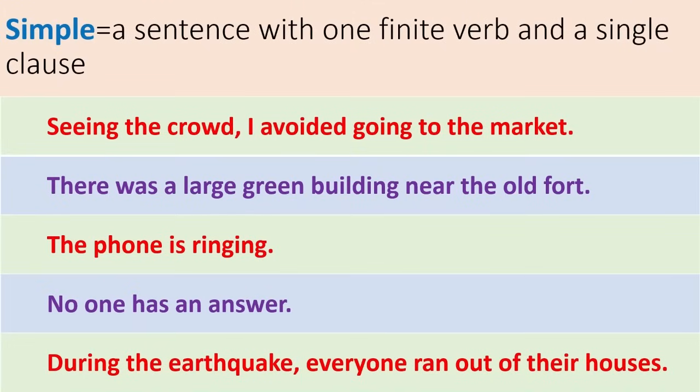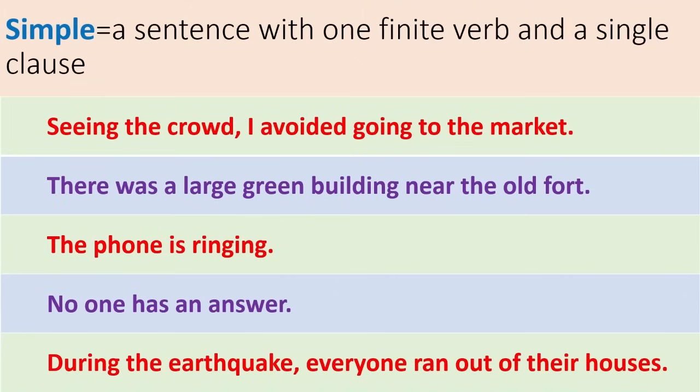A negative sentence can be a simple sentence also. We can call it like that. Seeing the crowd, I avoided going to the market. Now see, in appearance it's not simple at all. But the definition of simple is what? We need one verb. There is only one finite verb, avoided.